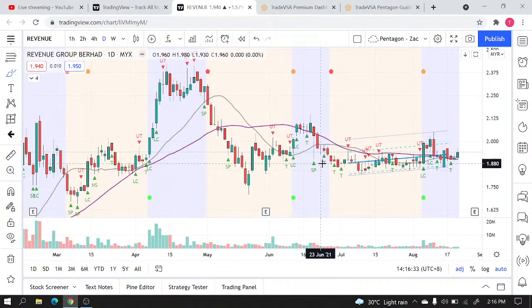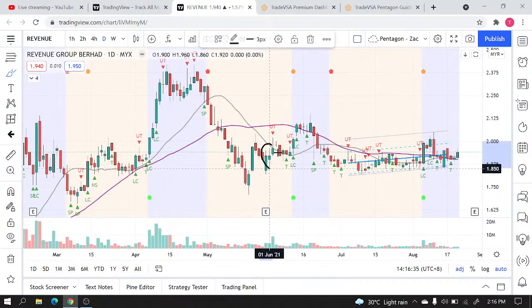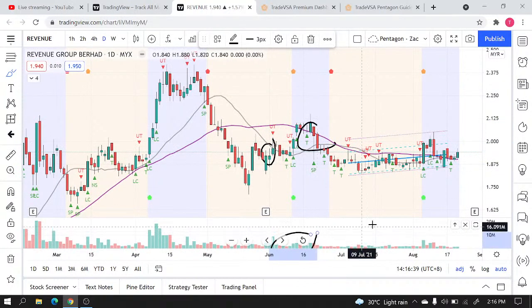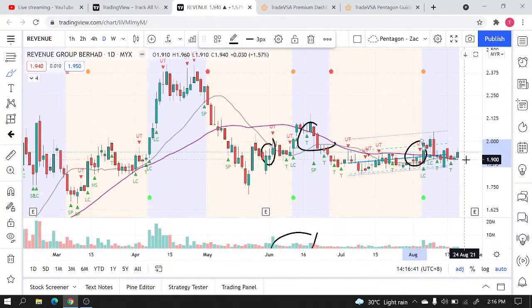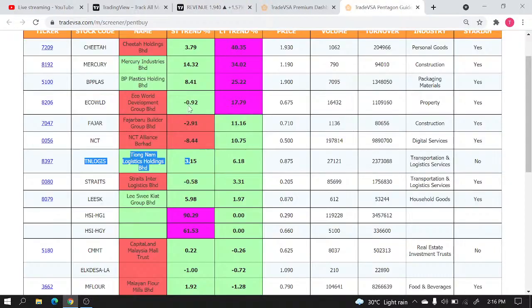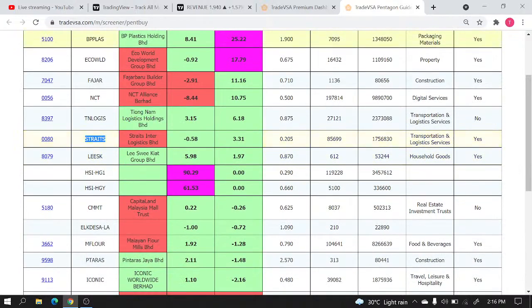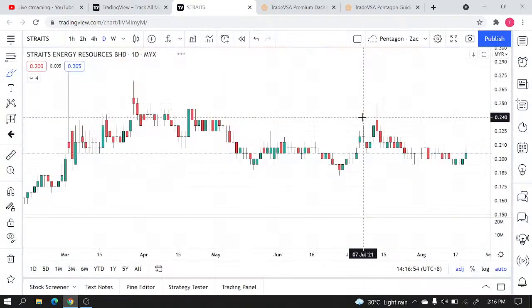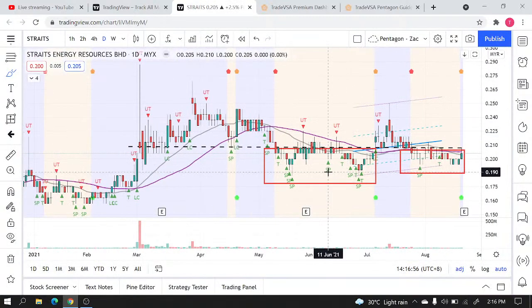I think revenue also is doing the same thing. Revenue, this is one, somewhere around here. Here actually there are a few small ones, it's not that obvious. Here's another one. Now recently again it's quite back, but the accumulation is there. I think Straits is also doing a shakeout, potential shakeout if not mistaken. Now these few counters, you all can put into alert first.